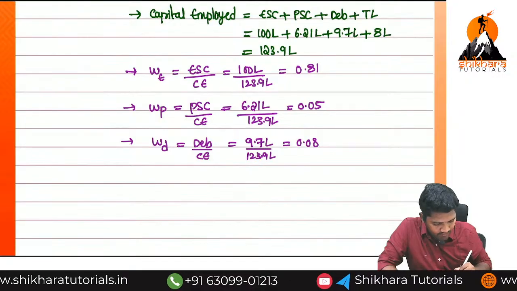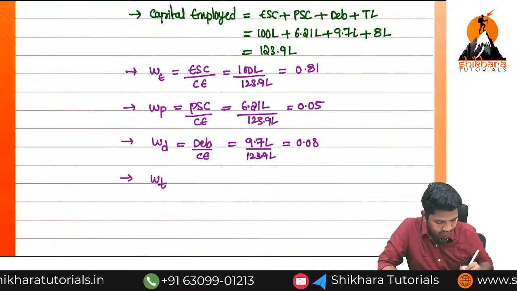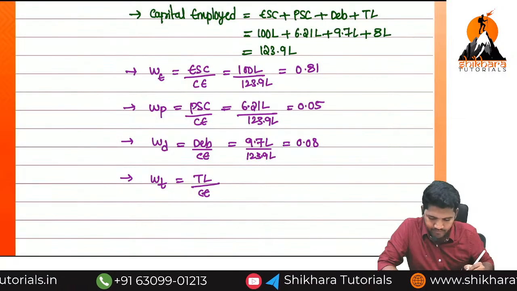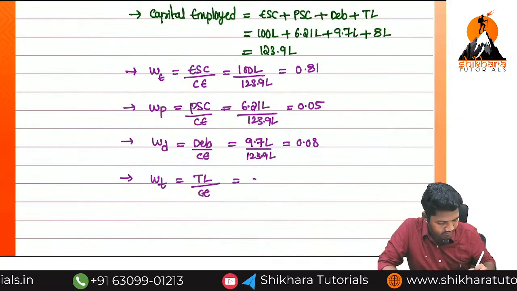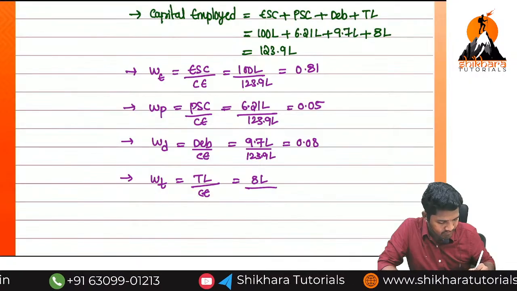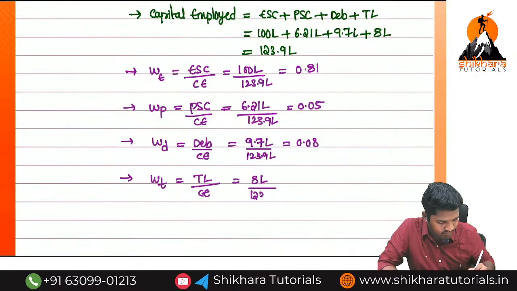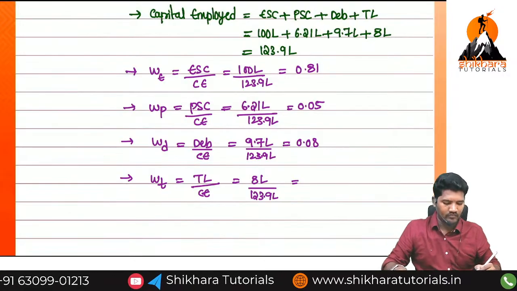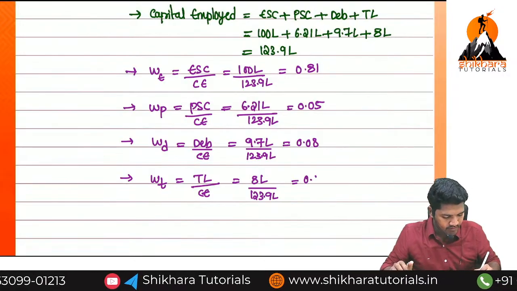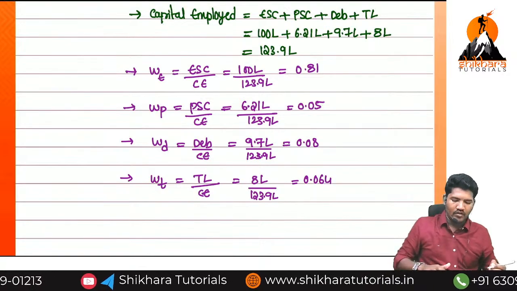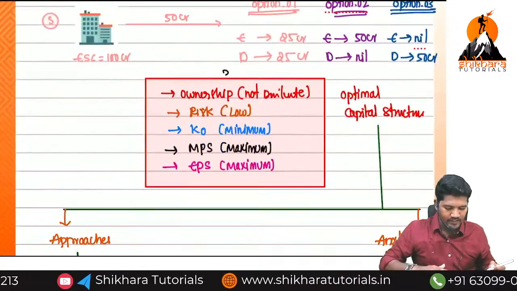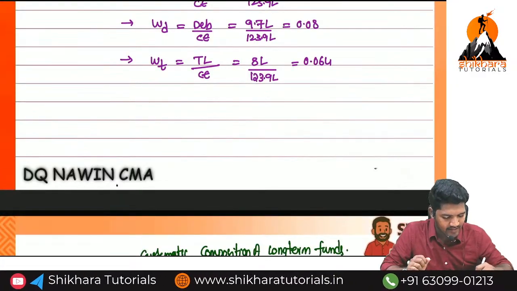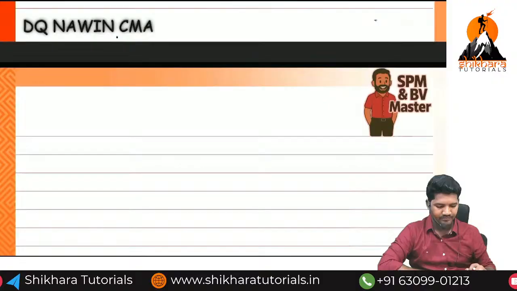Now what about the weight of term loan? Amount of term loan divided by capital employed. 0.064. So working note 1 is completed. Next, working note 2, estimation of specific cost of capitals, or calculation of specific cost of capitals.